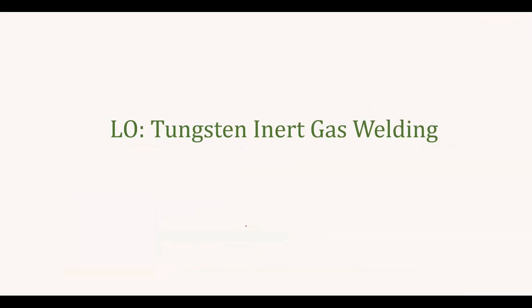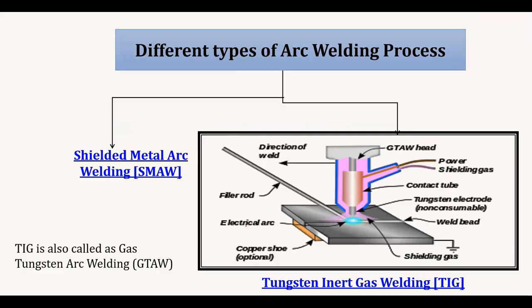Now we are going to see the final type of arc welding process, that is nothing but the tungsten inert gas welding. So this is the final type of an arc welding process. You can see the arrangement. This is the only process which uses a non-consumable electrode.